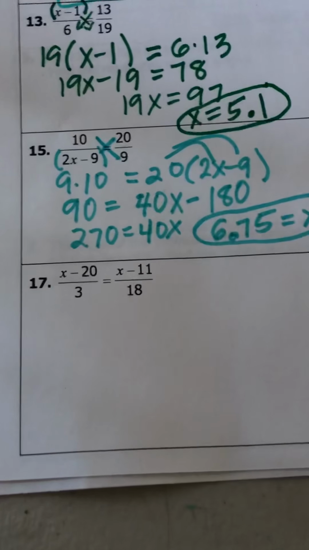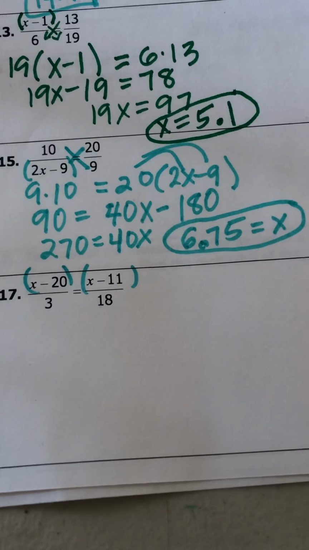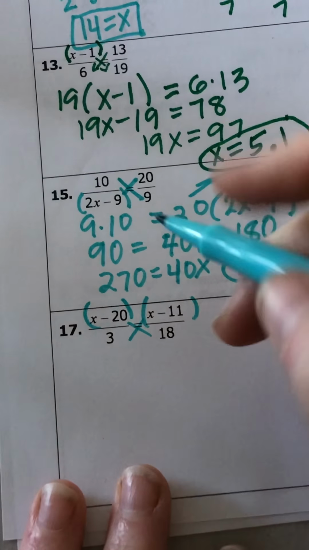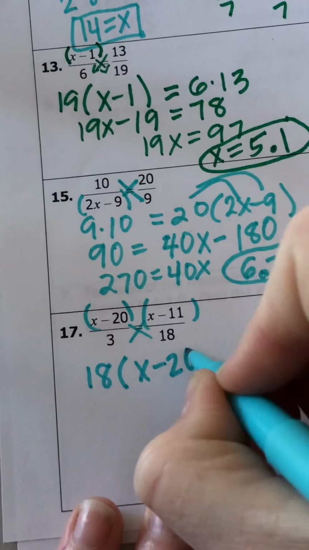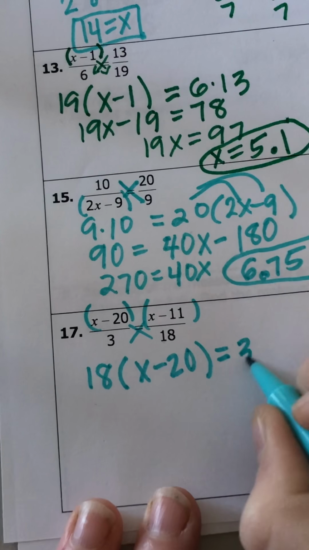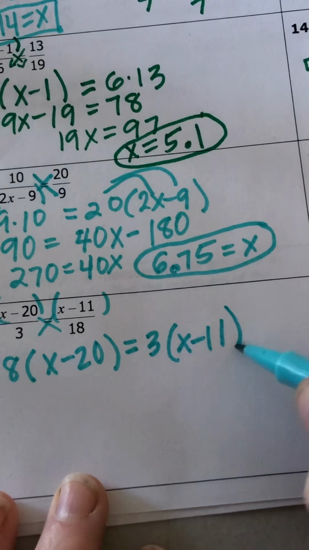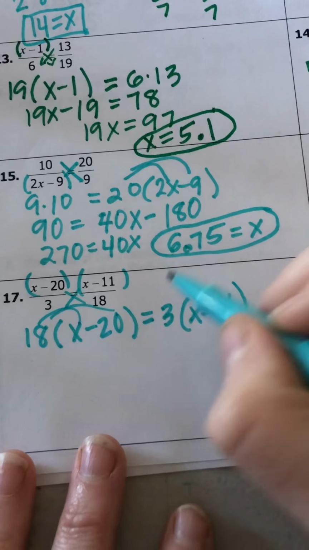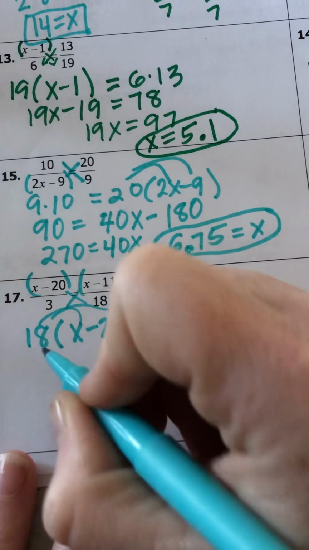Okay, next. 17, we have x's on both sides. So when we cross multiply here, we're gonna get 2 separate distribute things. So 18 times x minus 20 equals 3 times x minus 11, okay? And now you could distribute both sides. You could also divide both sides by 3 if you want, whatever works for you.